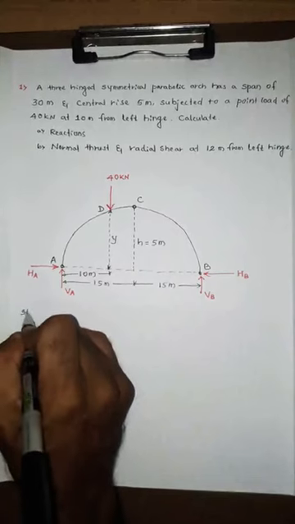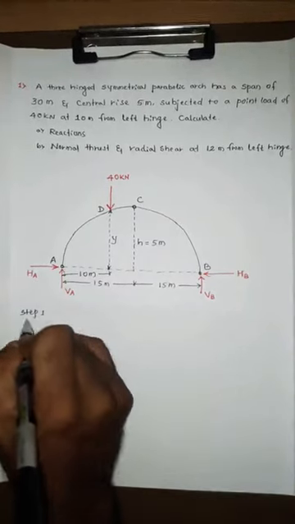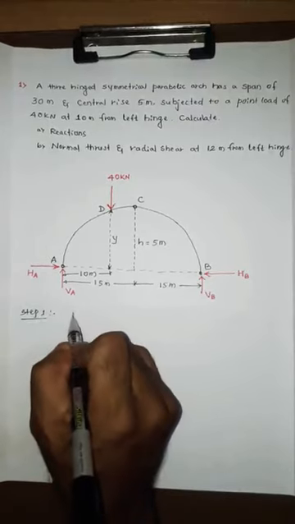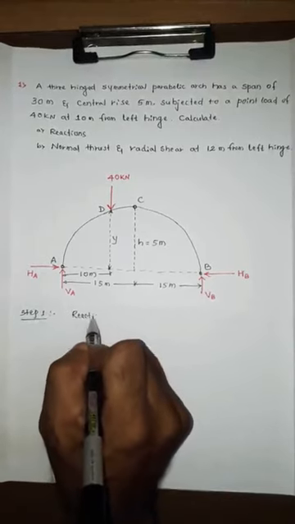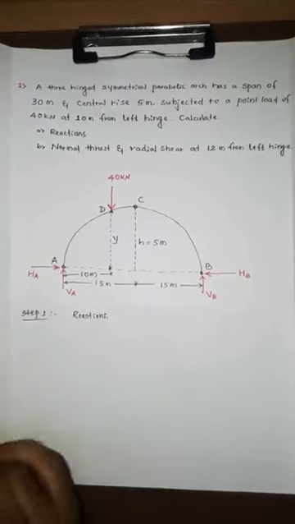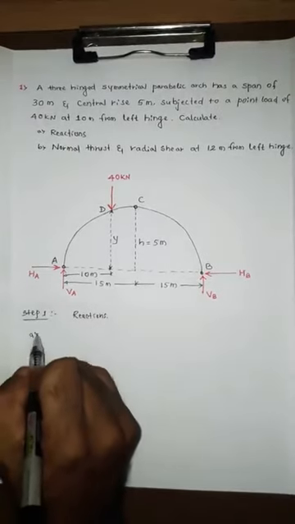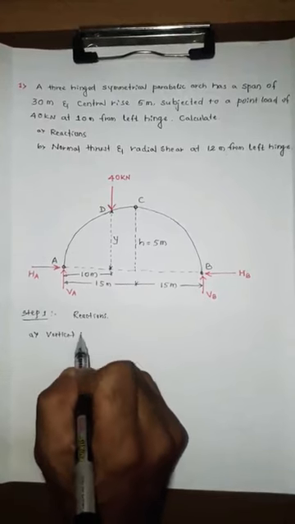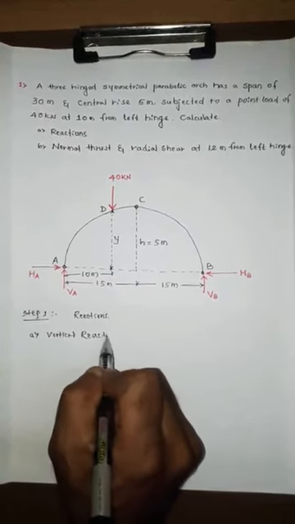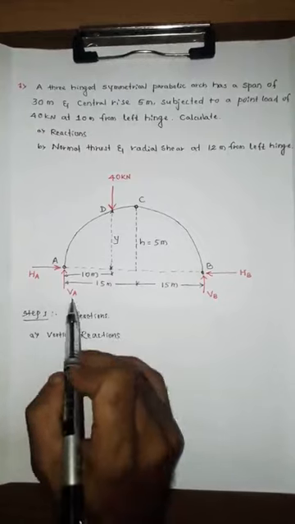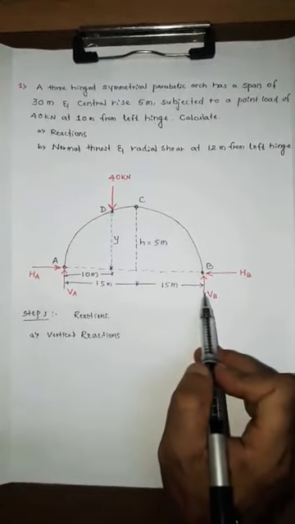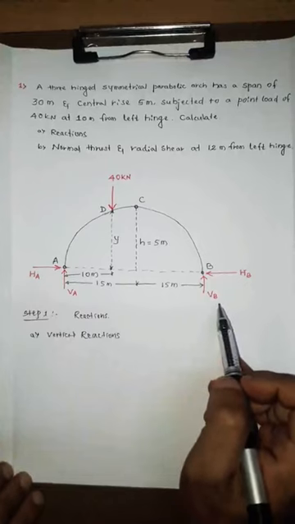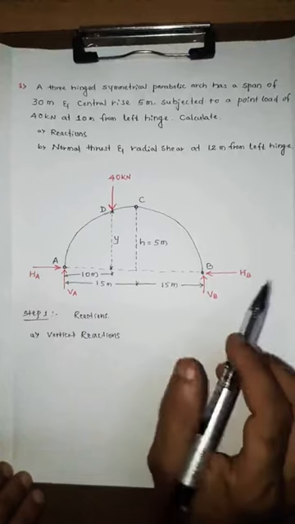I'll write step number 1. Okay, so what is step number 1? First we'll find out the reactions. So in that reactions, we'll first find out vertical reactions, that is VA and VB. Okay, so how to find out these vertical reactions? As you know already, we are using the equilibrium equations.